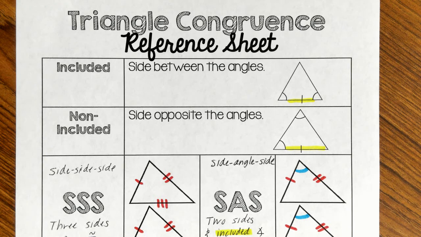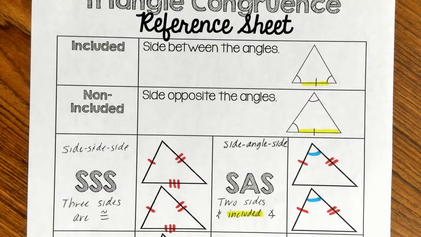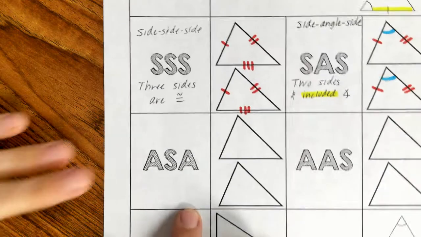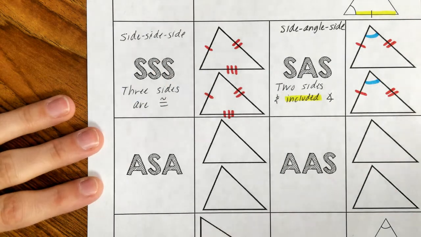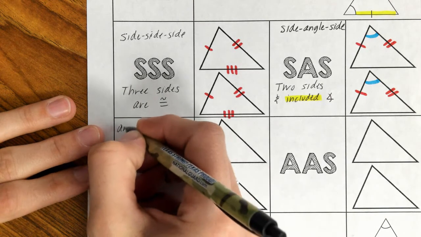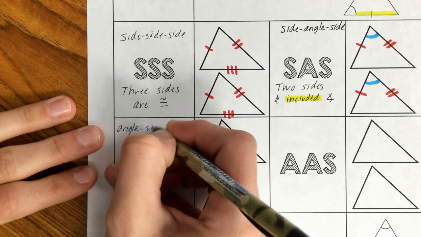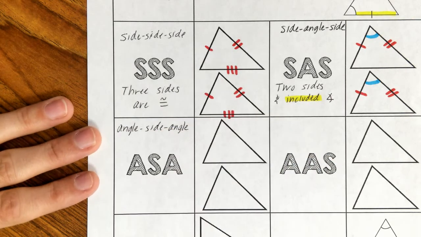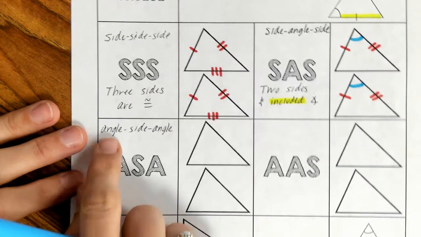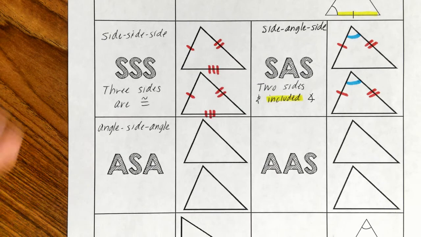Okay, so the second notes for 3B.5. We're going to go ahead and bring back out that reference chart and talk about our next one, ASA. ASA is going to stand for angle, side, angle. Okay, we're going to see a lot of similarities with how this one works as with the side angle side.